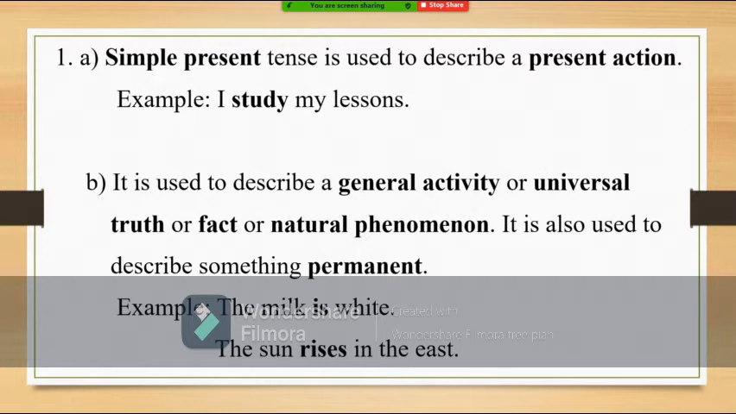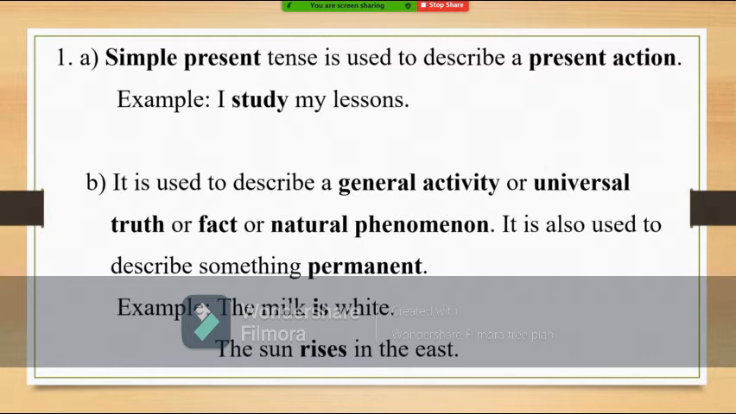And the second point, for general activities also, we should use only present tense. For universal truth or any fact which cannot change, and natural phenomenon, that means the sun rises in the east, the sun sets in the west, the earth revolves around the sun. These are all natural phenomena. So for these general activity or truth or fact or for natural phenomenon, we must use only simple present tense.